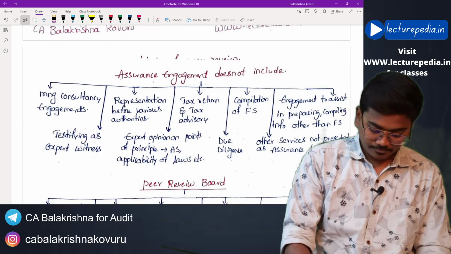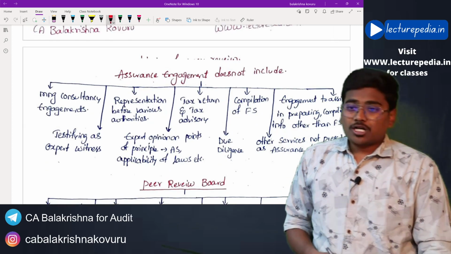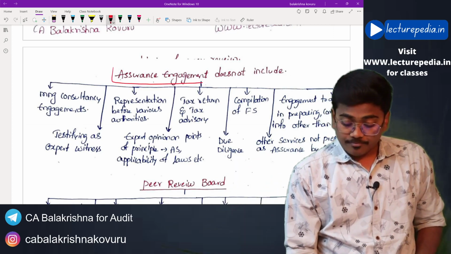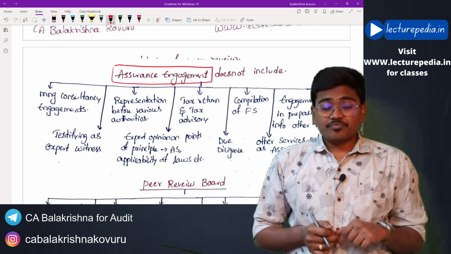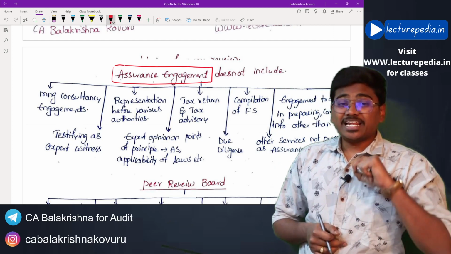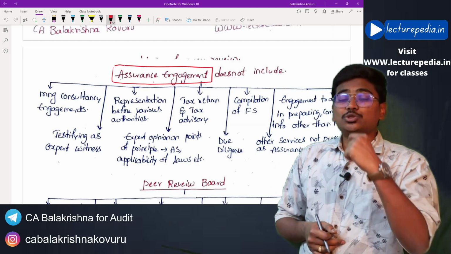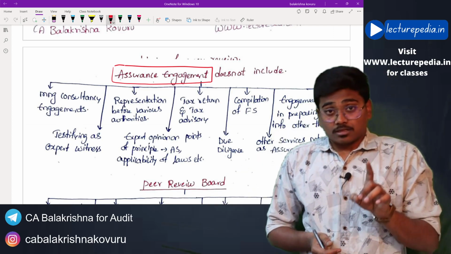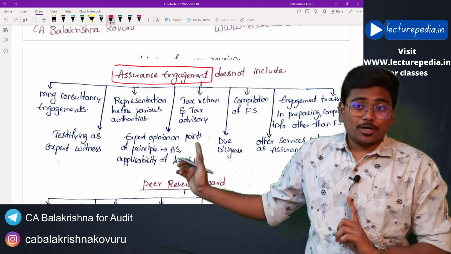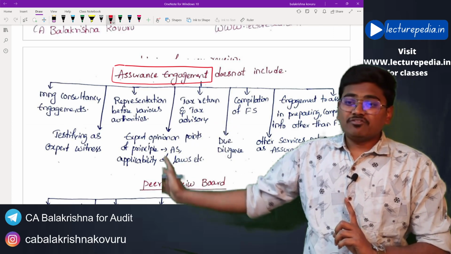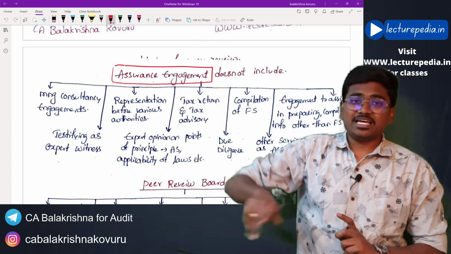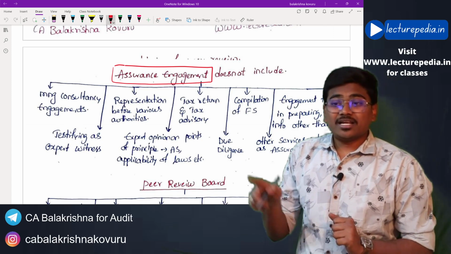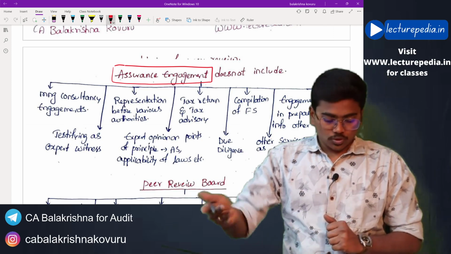Now, what will not be coming under assurance engagements? See, the peer reviewer will review only records that are related to assurance engagements carried on by the practicing unit. Now, here they have said that following will not be coming under assurance engagements. That means peer reviewer need not review records related to following assignments. What are those assignments? Let us see.